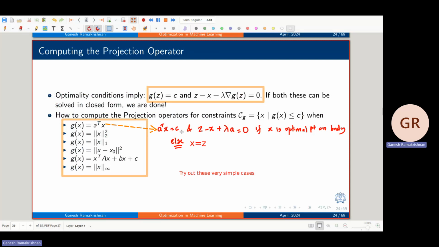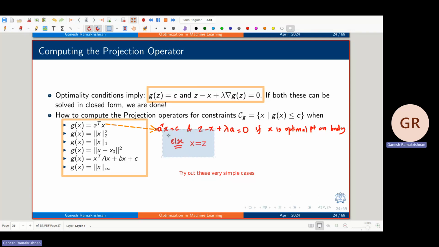If you just write down the Lagrange function and apply the optimality condition, you'll get a transpose x equal to c, which is on the boundary. If a transpose x is on c, this is on the boundary, and z minus x and a are in opposite directions. What is a? a is the gradient of a transpose x. If it's not on the boundary, then z must be equal to x. There's no projection. The prox operator is vacuous.